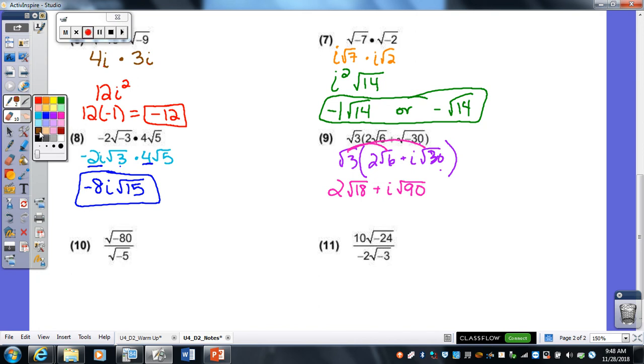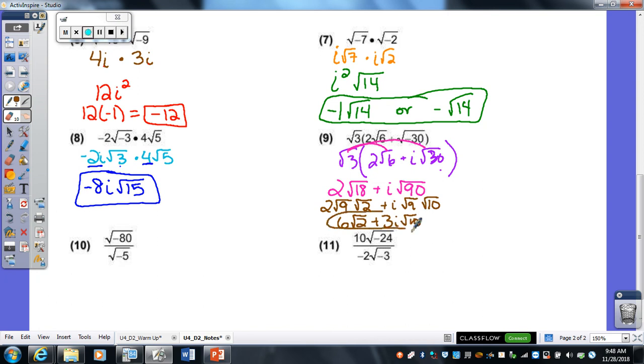So now we got to do some simplifying. What's our perfect square that goes into 18? 9 and 2. Square root of 9 is 3, but then times that 2 makes that a 6 radical 2. What's our perfect square that goes into 90? 9. 9 times 10. Then we get 3i radical 10. And then the numbers underneath the radicals are not the same, so we can't combine those. It's just going to stay that way. 6 radical 2 plus 3i radical 10.